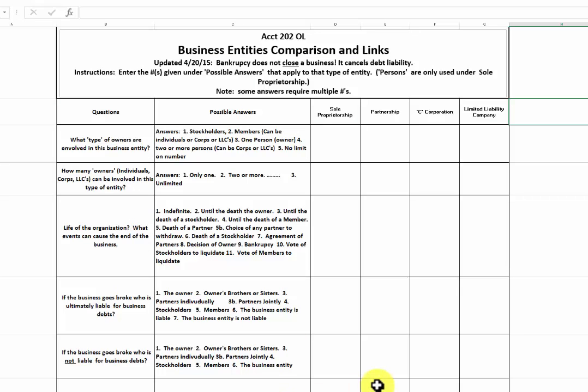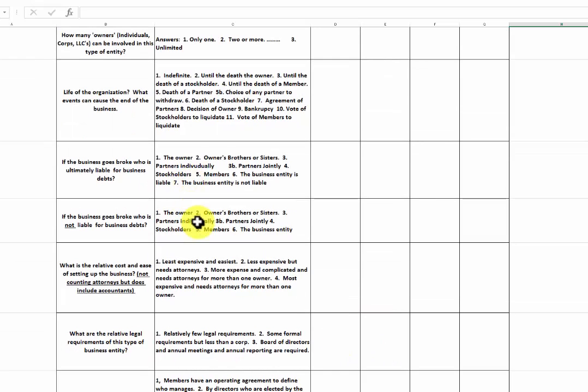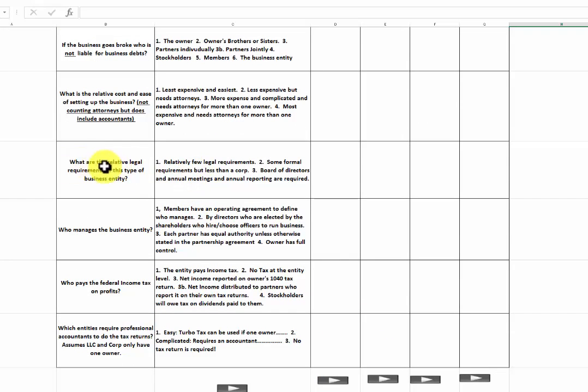So here's a look at this extended comparison of business entities, which is in a quiz format. Based on what I've just discussed and presented in the PowerPoint, you can answer all of these questions. Let's see, what are the relative legal requirements of this type of business entity? We didn't discuss that very much, but the legal requirements of a sole proprietorship are minimal. You just go online, set up your business name, and you're in business. But you're personally liable for any damage, any debts.